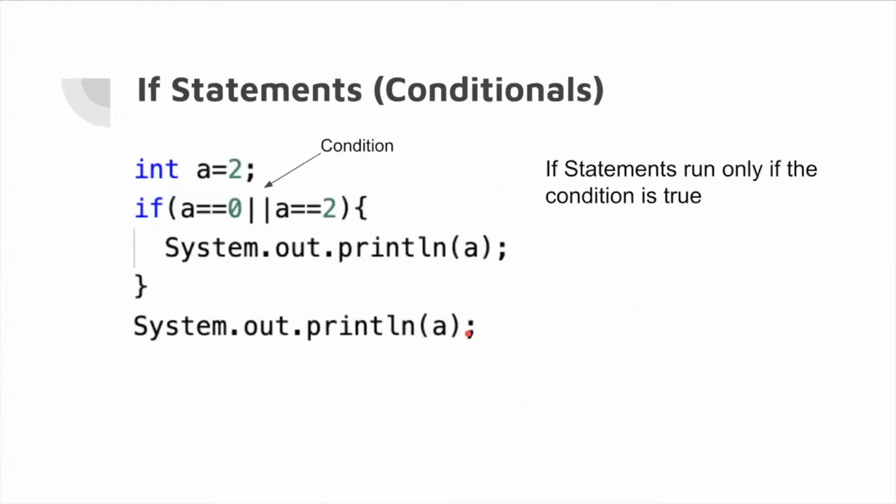So now we're moving on to if statements, also known as conditionals. The syntax is very similar to while loops. You just write if, and then it's the same as a while loop: a condition, and then curly brackets, a block of code. So if statements run only if the condition is true.